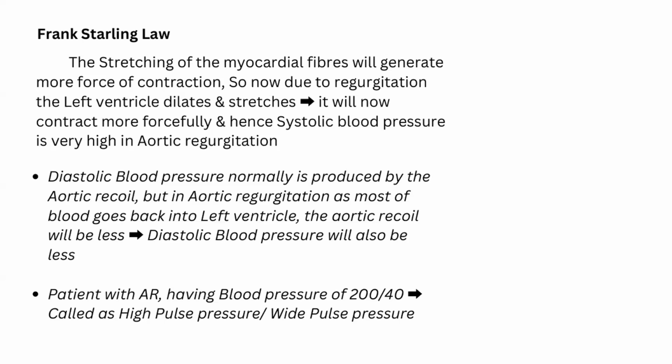So 2 points you understood now. In aortic regurgitation, systolic blood pressure is high, and in aortic regurgitation, diastolic blood pressure is low. Now, a patient with aortic regurgitation will have a blood pressure of 200 by 40.